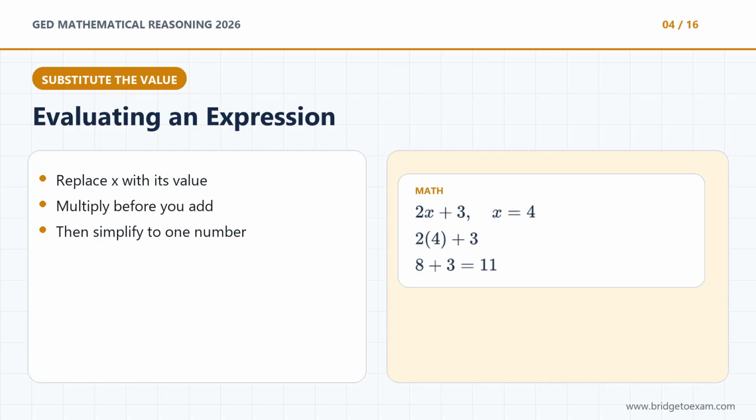To evaluate an expression, we replace the variable with a number, then simplify. Suppose x equals 4. For 2x plus 3, put 4 where the x is. 2 times 4 is 8, then 8 plus 3 is 11. Always multiply before you add, following the order of operations.